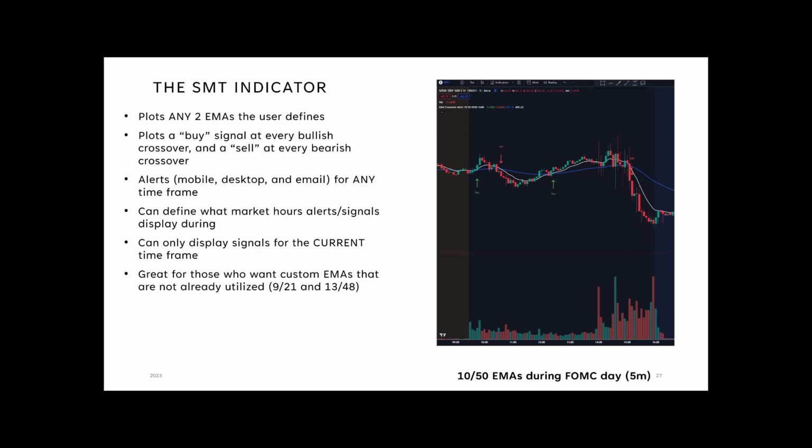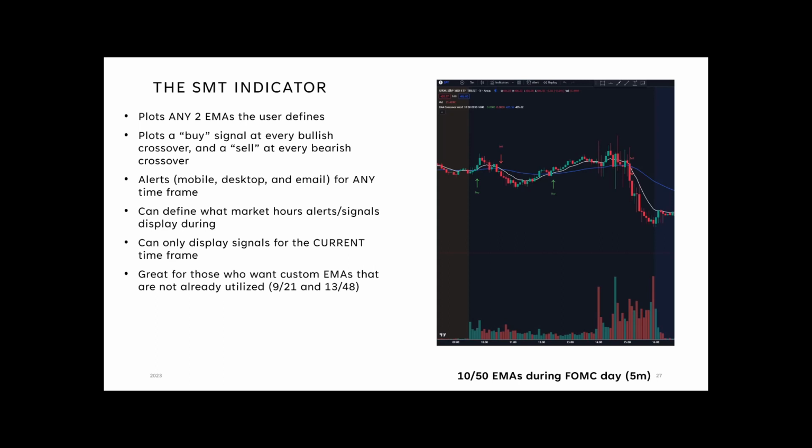So the EMA Crossover Alert. If you just want to know anytime an EMA crossover happens, you don't care if it's a crossover with conviction or not, you just want to know every single time an EMA crosses over, I created this indicator to do that. It plots any two EMAs that the user defines. The other SMT indicators are only the 9 and the 21 and then the 13 and the 48.